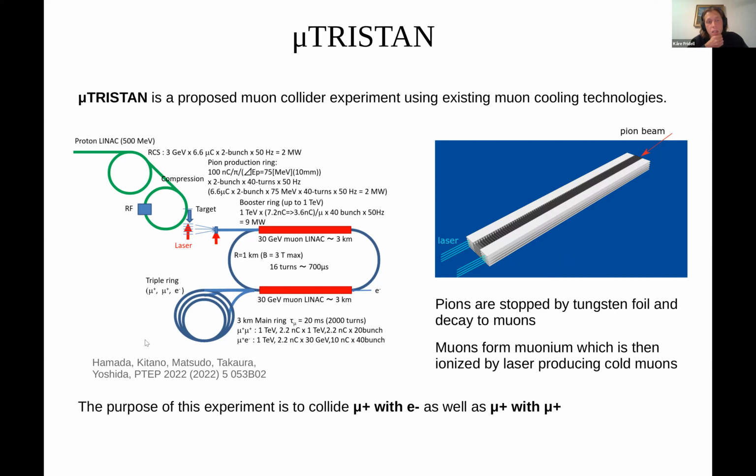And this cooling technology only works for mu plus, which maybe some people would call anti-muons. It does not work with mu minus for several reasons. One of them being that you can only catch the mu plus with electrons to form muonium. To make muonium out of mu minus, you would need positrons, which are of course not available in the same quantity. So we would collide at mu-Tristan mu plus with mu plus, but you could also run it in the mu plus with e minus mode.